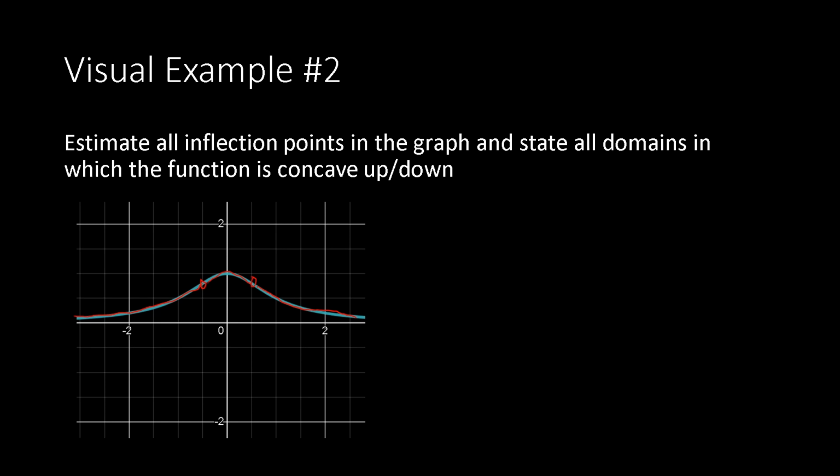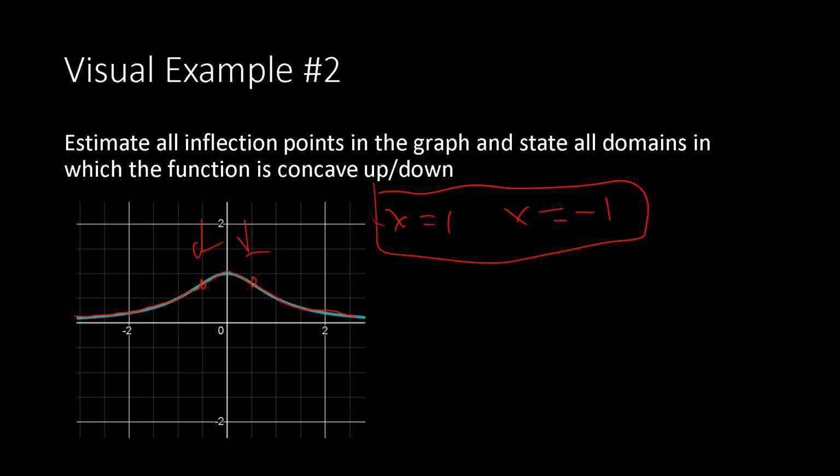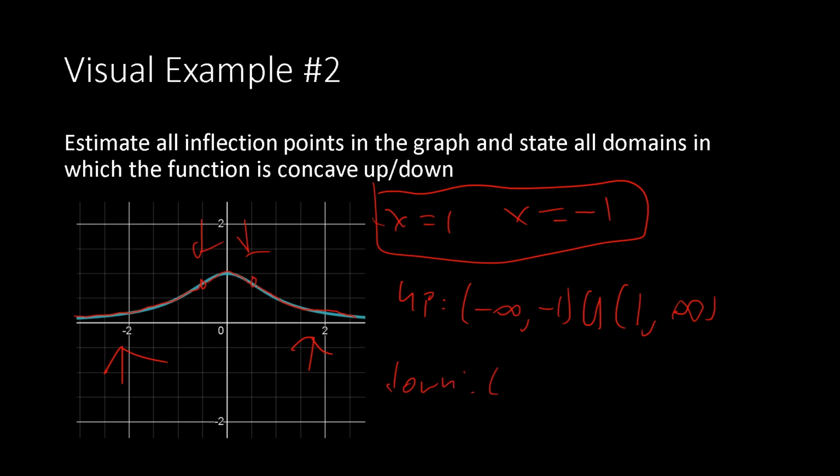So I'm going to say that this is x equals -1 and x equals +1. And that's going to be our inflection points. So for concave up, as we said, it's going to be this area and this area. So concave up is negative infinity to -1, then union +1 to infinity. And for concave down, it's just going to be everything in between here, -1 to 1. And that's our answer. All right, move on to the next question.